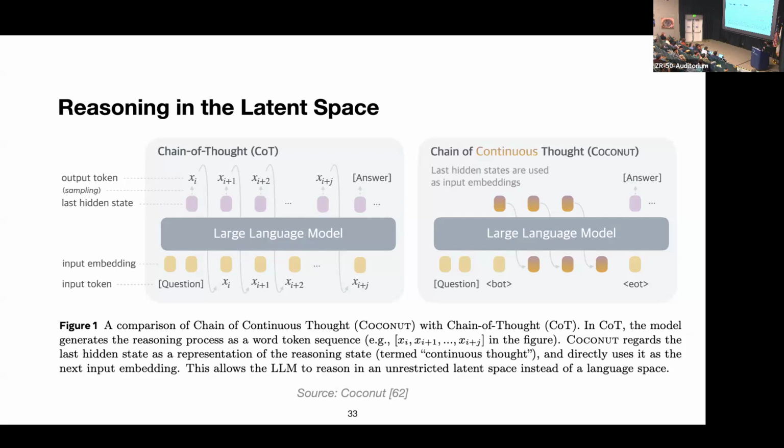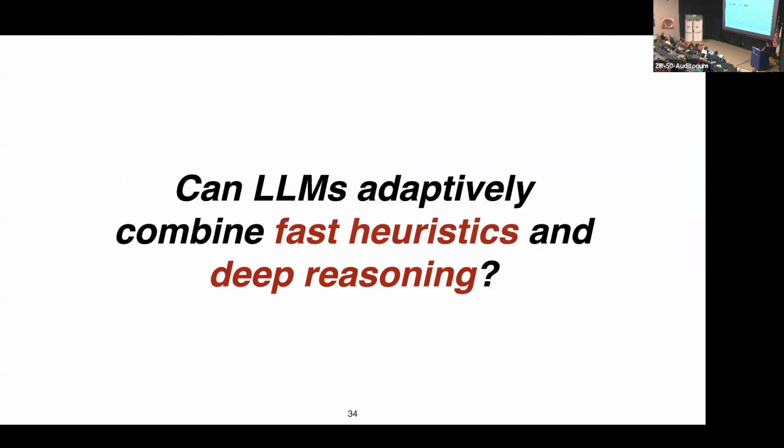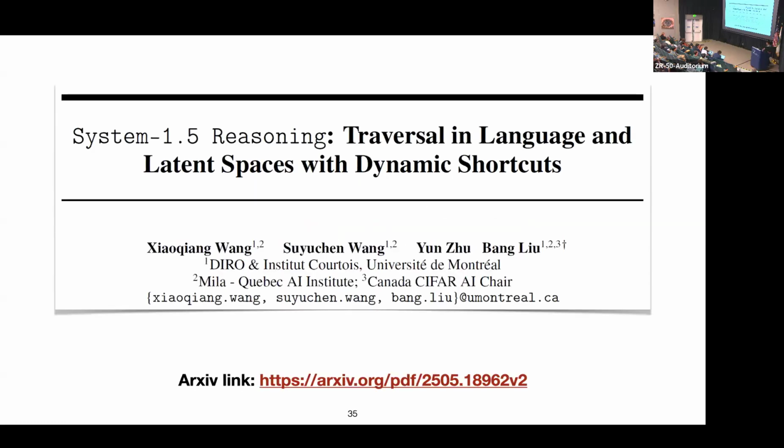So if you think about it, whenever you are decoding a token, you need to perform classification over the whole vocabulary dimension, let's say more than 30,000. But now, without such a decoding process, you can actually improve the efficiency, right? So this is the latent reasoning paradigm. So let's see, can we combine the fast heuristics of system 1 style reasoning with deep reasoning, like the system 2 style? That's what we call system 1.5 reasoning: traveling in language and latent space with dynamic shortcuts. You can tell from the title that we want to combine the advantages of both worlds, right?